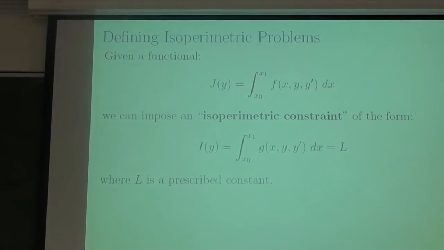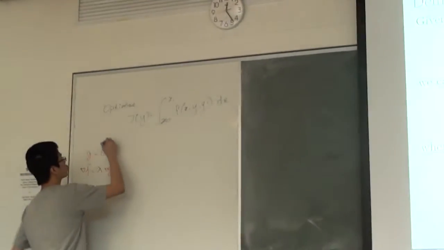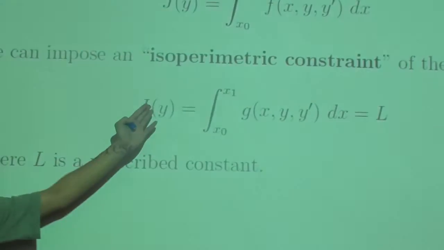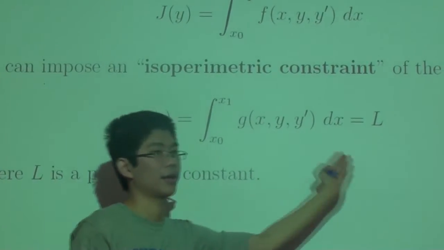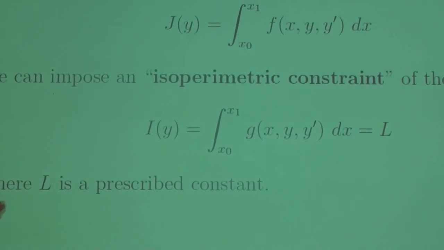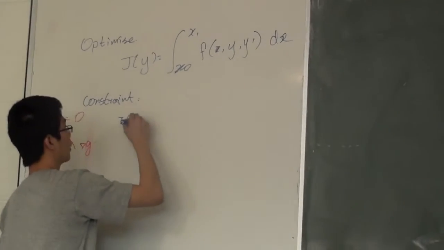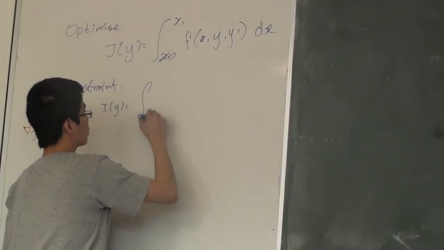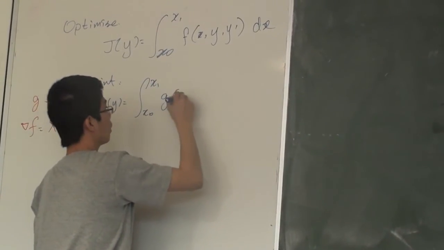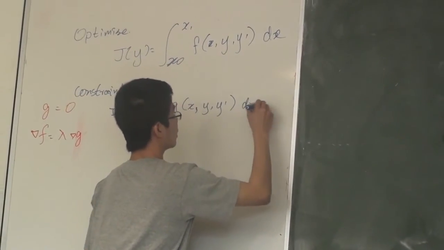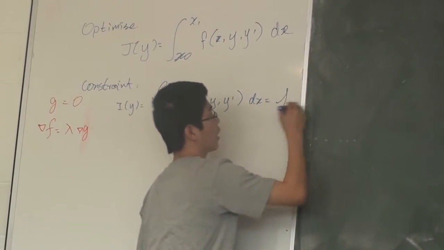To put that into context, you can think of the constraint as being non-negotiable. Whatever function I have, whatever extremal y I have, it must give me L at the end of the day. If it doesn't, you just throw out that function, I don't even need that function. So this constraint says that I of y is the integral between x0 and x1 of g(x, y, y') dx, and that always evaluates to some constant L.